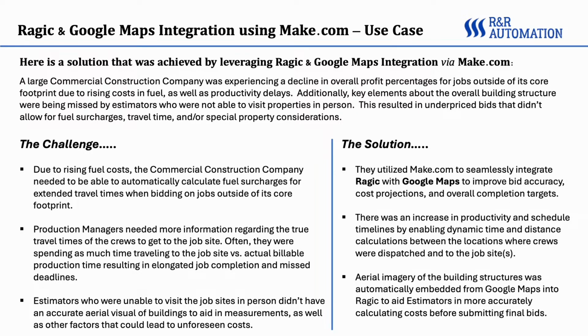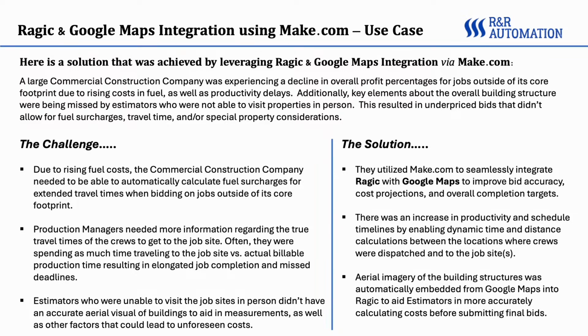A large commercial construction company was experiencing a decline in overall profit percentages for jobs outside of its core footprint due to rising costs in fuel as well as productivity delays. Additionally, key elements about the overall building structure were being missed by estimators who were not able to visit the properties in person. This resulted in underpriced bids that didn't allow for those fuel surcharges, travel time accommodations, and/or special property considerations. The commercial construction company needed to be able to automatically calculate fuel surcharges for extended travel times when bidding on jobs outside of its core footprint.